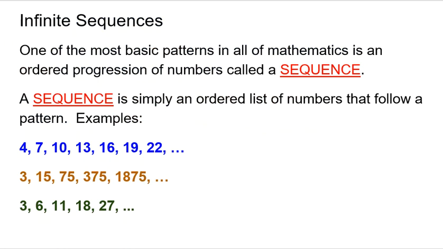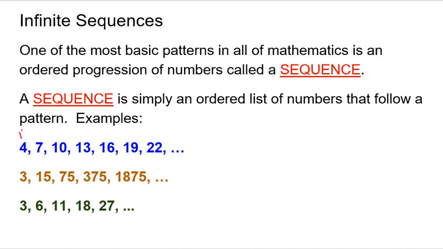All right, so let's first talk about infinite sequences. One of the most basic patterns in all of mathematics is an ordered progression of numbers called a sequence. A sequence is simply an ordered list of numbers that follow a pattern. So here's a couple of examples. So we have 4, 7, 10, 13, 16, 19, 22. Again, it's an ordered list.